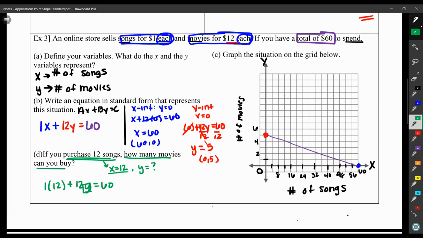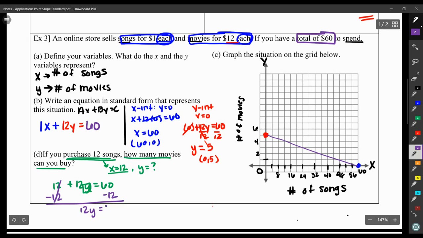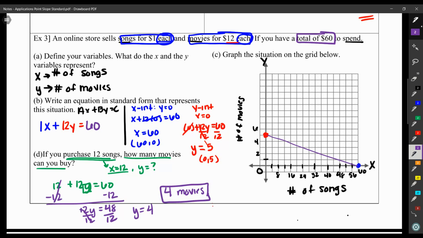Well, 1 times 12 is just 12. So I'm going to erase the 1 in the front because I don't really need that. And then to get y alone, I have to actually subtract 12 from both sides first. So we got 12y equals 48. And now to get y alone, we're going to divide out the 12. So y is equal to 4. Answer, we say that you can buy 4 movies. Make sure there's a unit on the number. Don't just say 4. Make sure you say 4 movies.